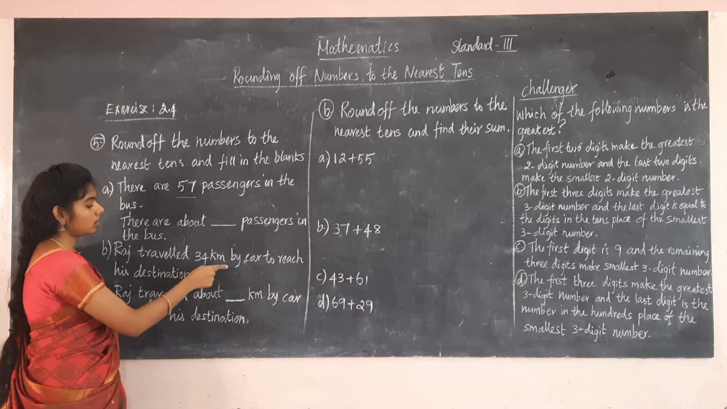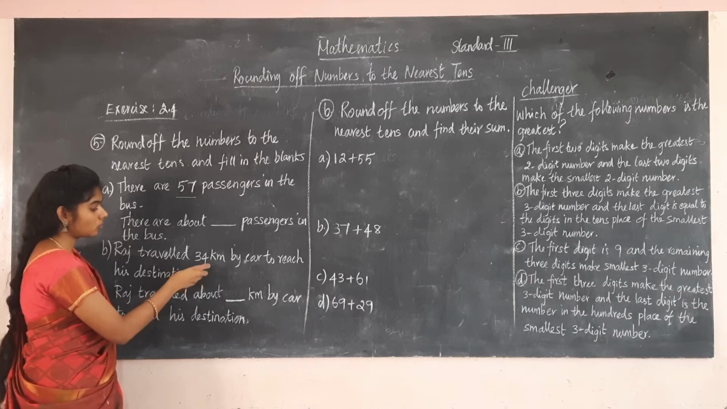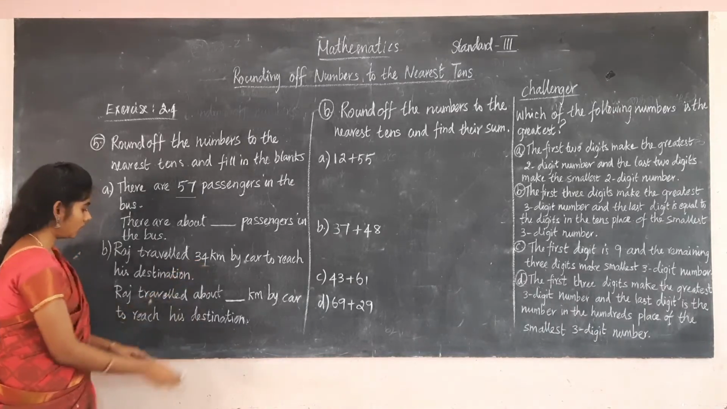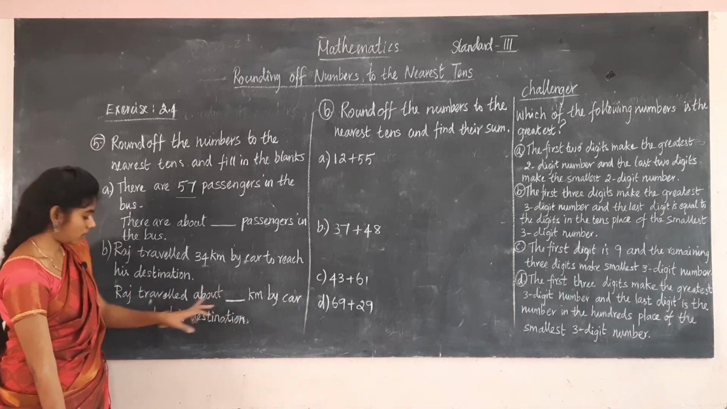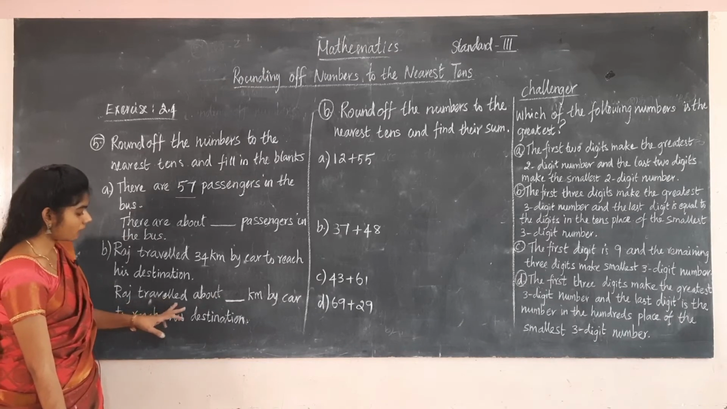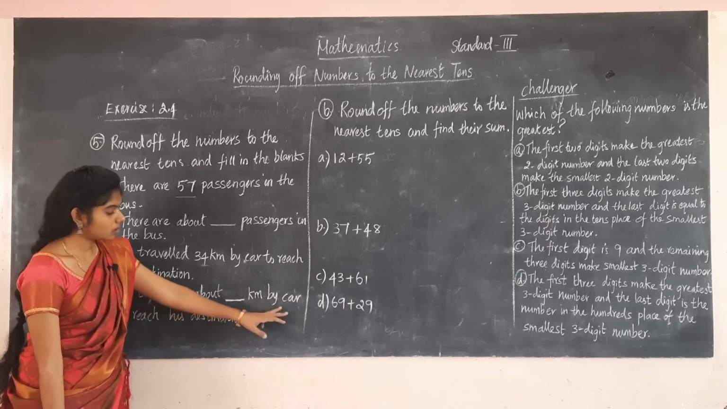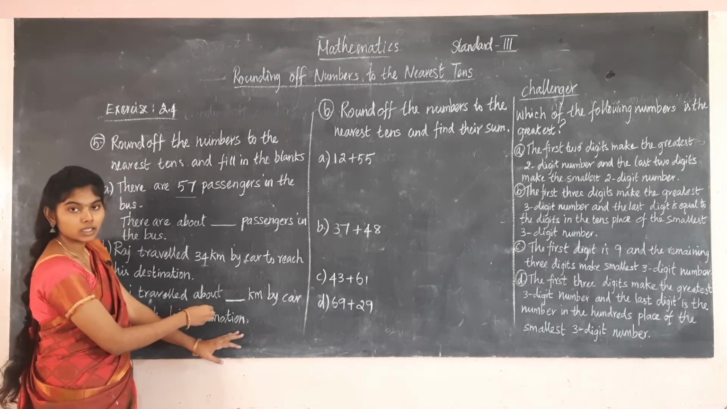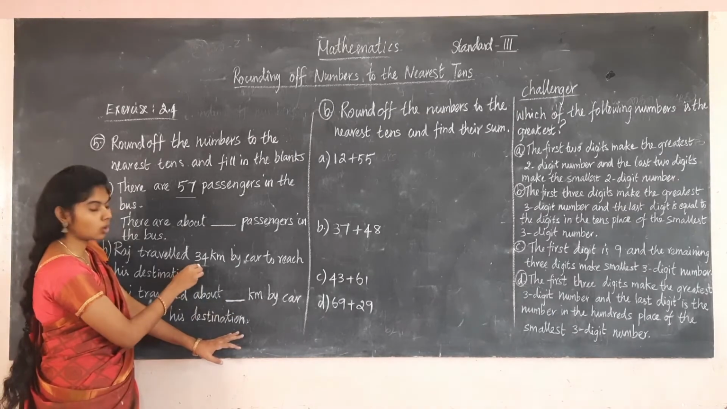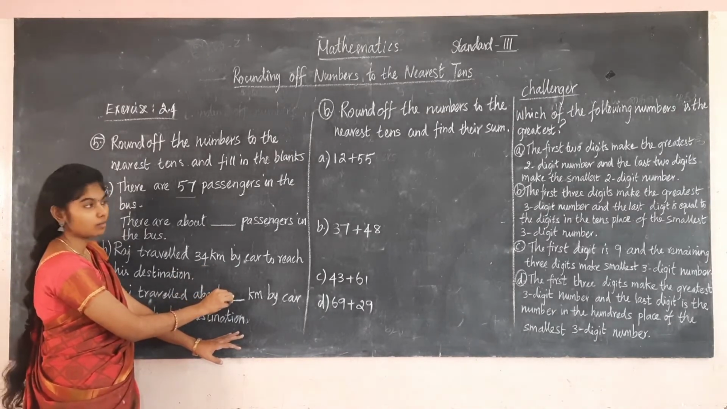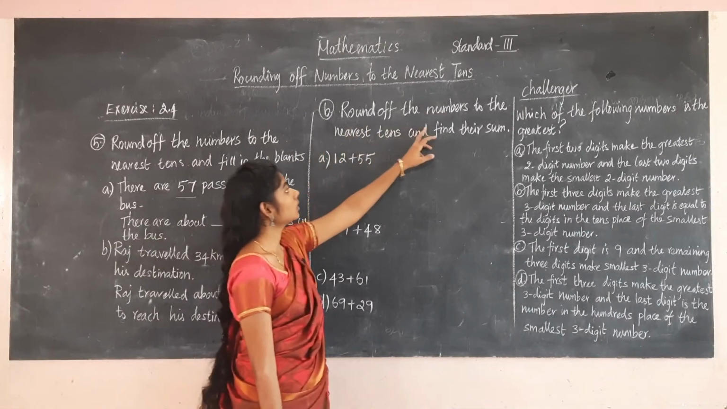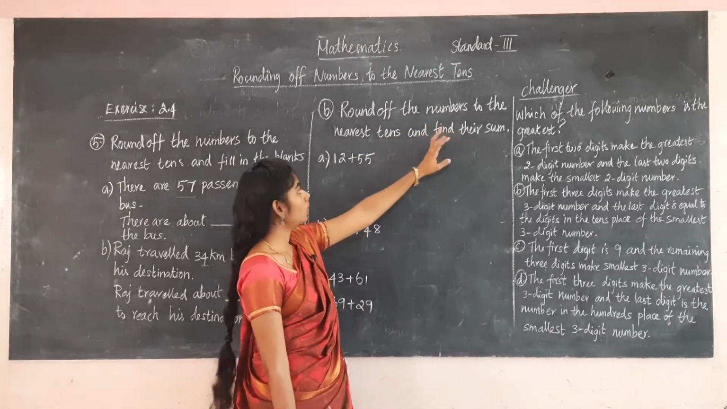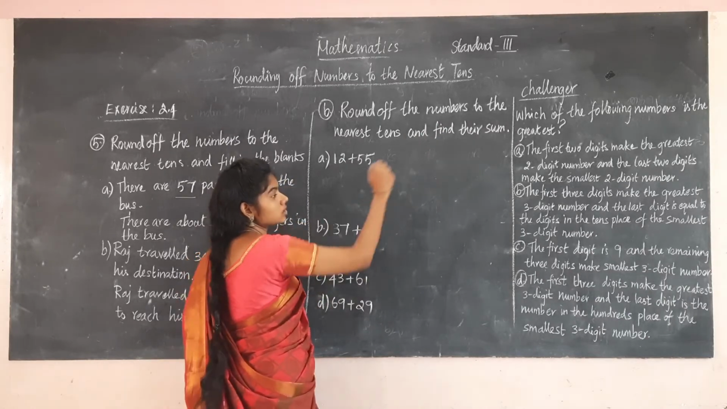And what is the number given here? 34. You have to check the number at the ones place and round off the number. And you are going to fill this blank. What is given? Raj travelled about dash kilometer by car to reach his destination. What is given here? About. About means the nearest to the number. You have to round off the number and fill this blank. The next sum is round off the numbers to the nearest tens and find their sum. You are going to round off the numbers and sum them.